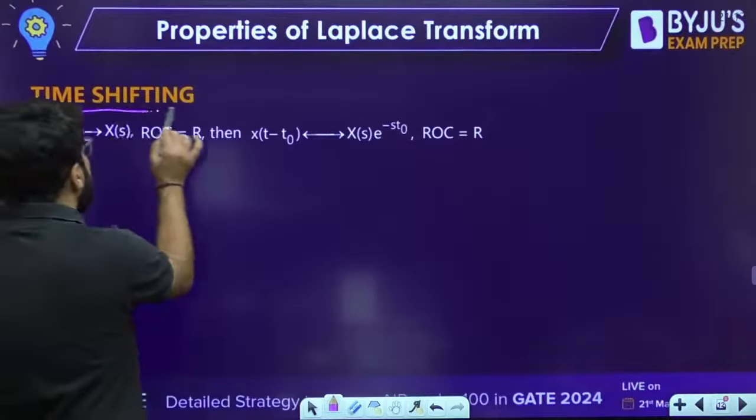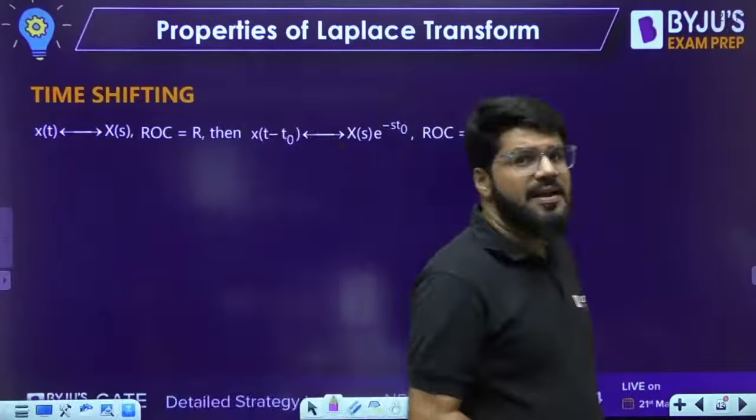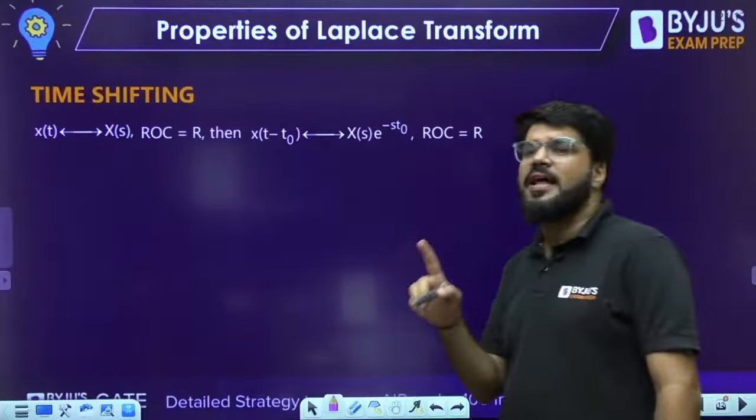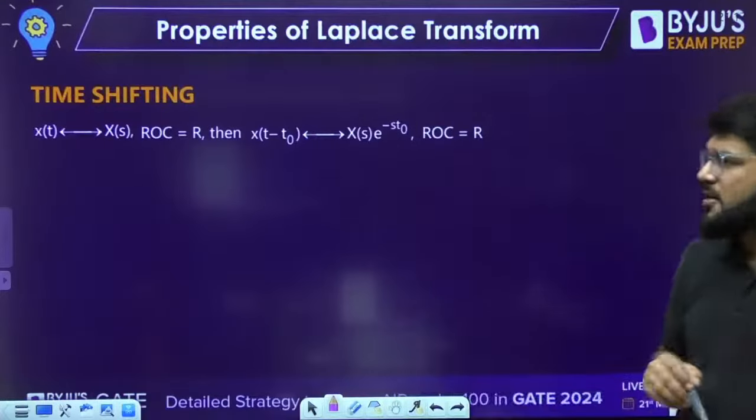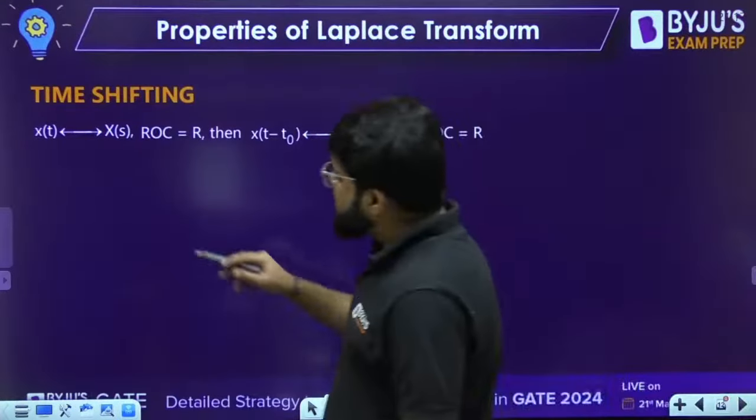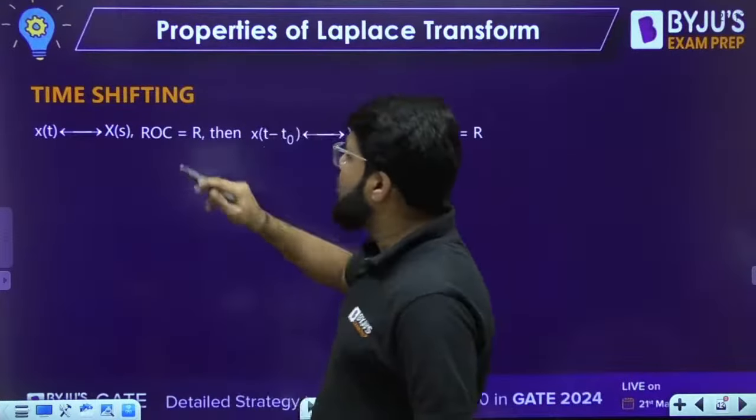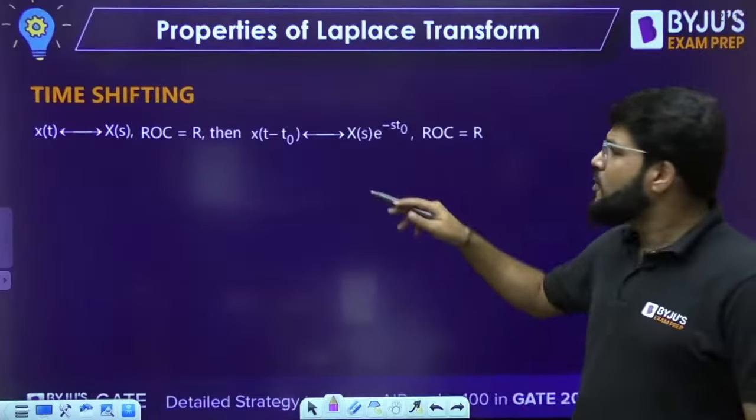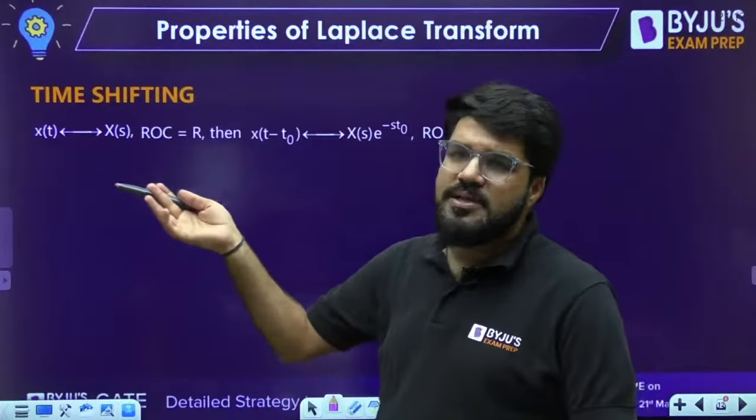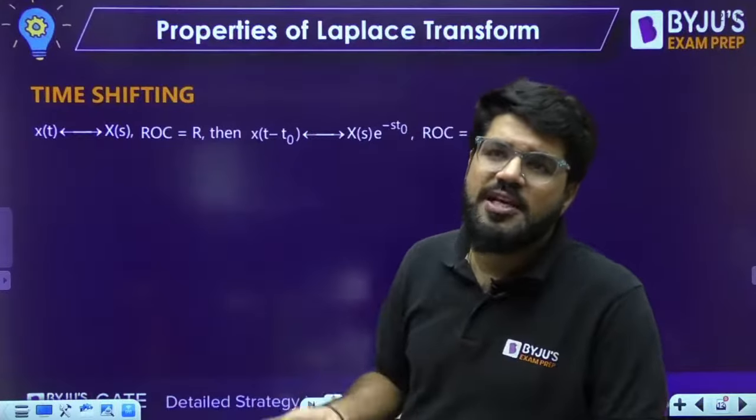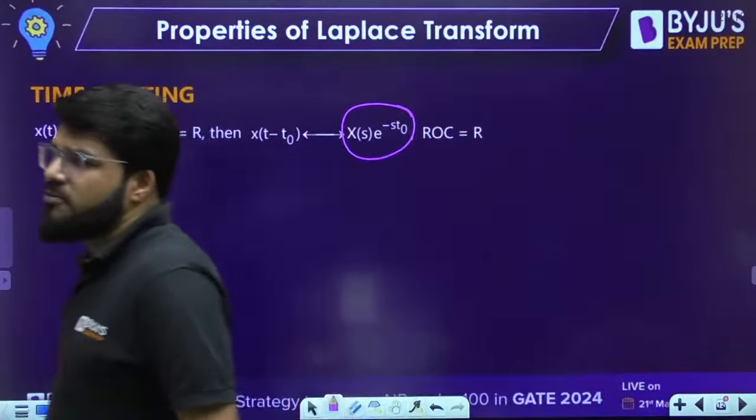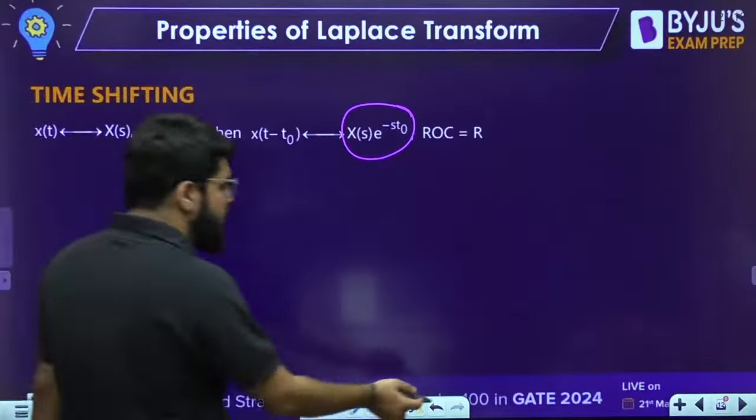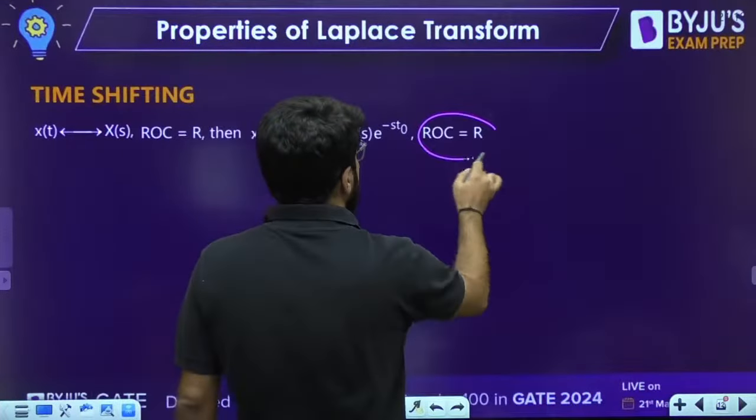Now the time shifting case. That was linearity. And again, I'm telling you the important cases with linearity are mostly about ROC, selecting the correct ROC, and that is obtained by intersection. If x(t) has the Laplace transform X(s) with the ROC being equal to R, then x(t minus t naught), like all other transforms as well, the time shift will produce the exponential term. The Laplace transform will be X(s) e power minus s t naught, without any change in ROC. Without any change in ROC.